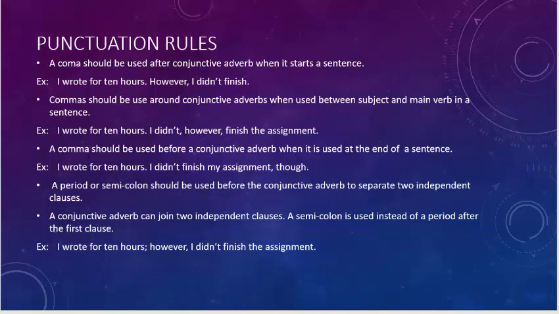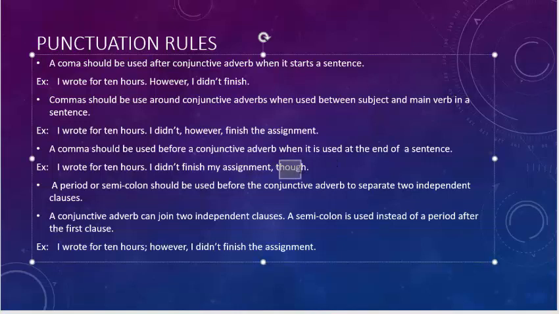Another rule is that a comma should be used before a conjunctive adverb when it is used at the end of a sentence. We can use it at the end of the sentence too. For example, here, if you see, though is used. I wrote for 10 hours. I didn't finish my assignment, and then a comma, and at the end of the sentence we use a conjunctive adverb. A period or semicolon should be used before the conjunctive adverb to separate two independent clauses.